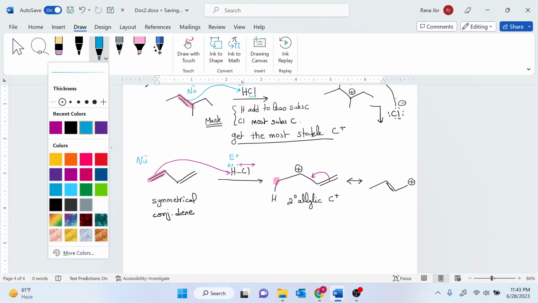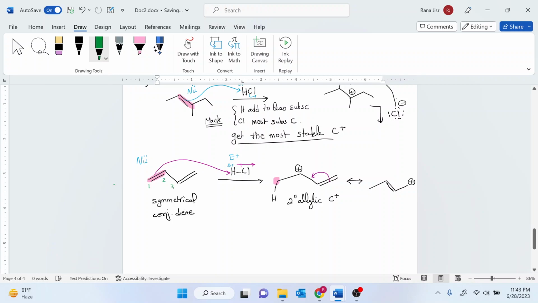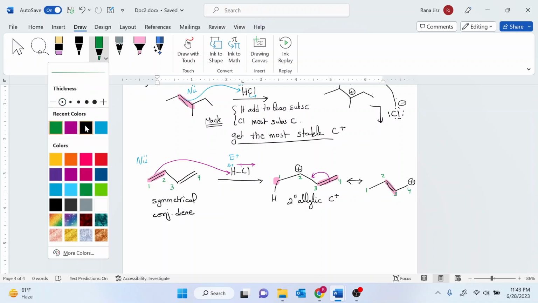Let's go ahead and number the carbons. So I'm starting with 1, 2, 3, and 4. This is 1, keep the same numbering, 3 and 4, and this is 1, 2, 3, and 4. See the difference in there? Your double bond here is between 2 and 3 in the second resonance form. Here your double bond is between carbons 3 and 4. Now I produced two different carbocations in there. This is a secondary allylic, and this one is a primary allylic.